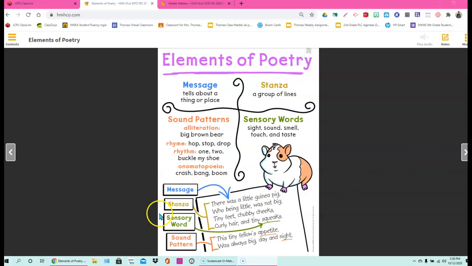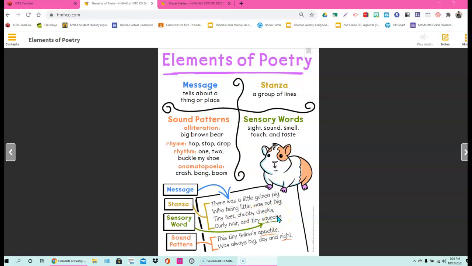So down here is just a little example, and it tells us here there was a little guinea pig. So we know the author's message, the poet's message, is going to be to tell us about this guinea pig. Then we have a stanza. So here is a stanza. So it's little groups of sentences, lines of text. There was a little guinea pig who, being little, was not big. Tiny feet, chubby cheeks, curly hair, and tiny squeaks.